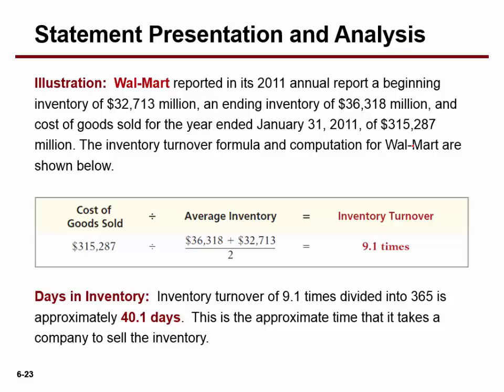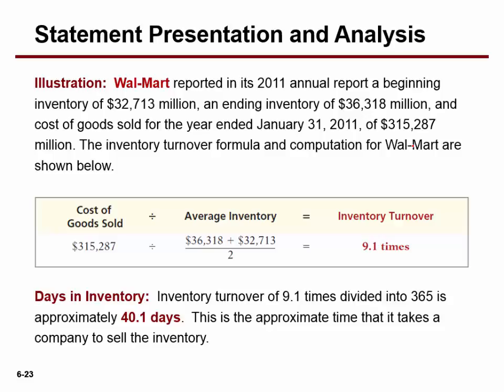And if they sold $315,000 worth of merchandise, that means 35 times they sold out their whole inventory, didn't they? Because they averaged 35,000? Not 35 times, what did I say? 9 times they sold out their whole inventory, didn't they? Right? Okay, that's the inventory turnover.